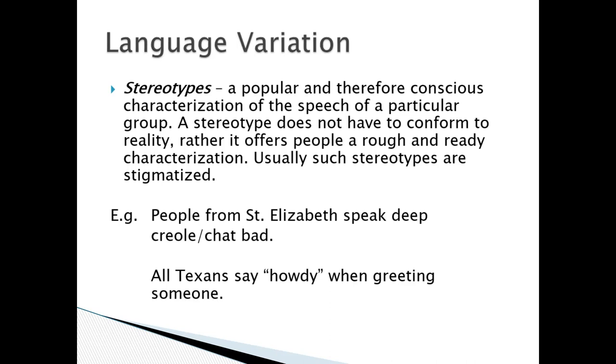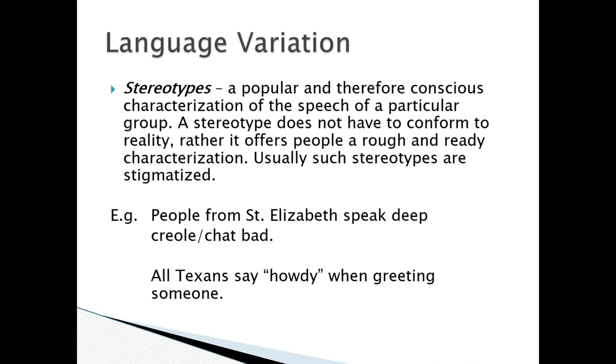So we've covered linguistic variables, the variance. We've looked at the indicator, which is a linguistic variable with little or no social information. We've looked at the marker, which carries potent social information, and the stereotype, which is a popular and conscious belief about the speech of a particular group of individuals.